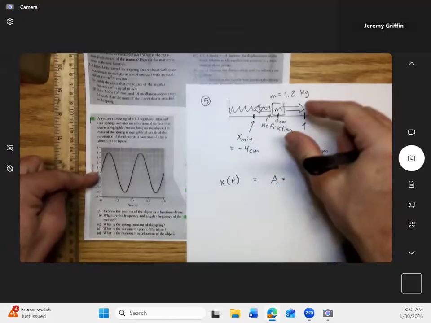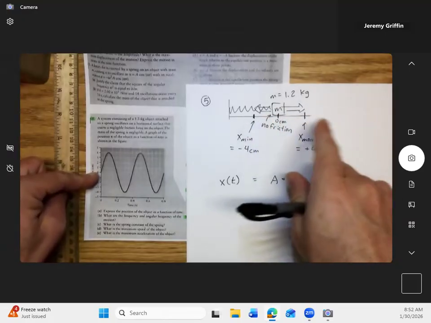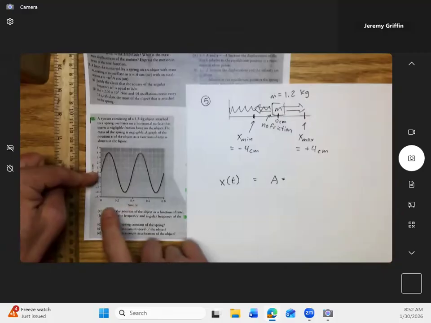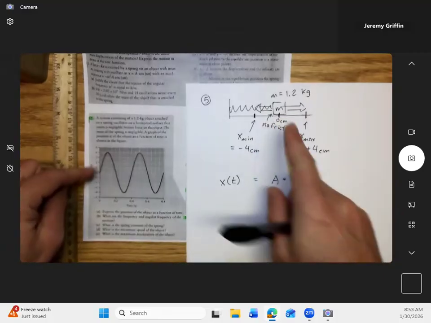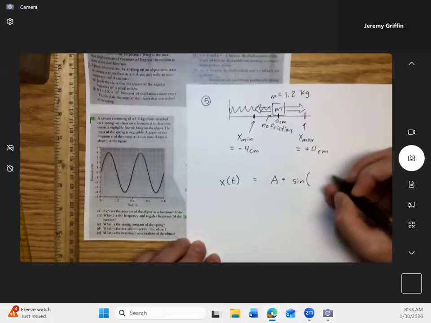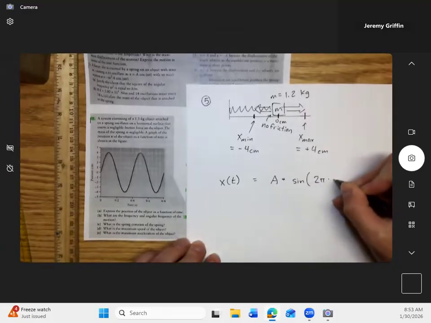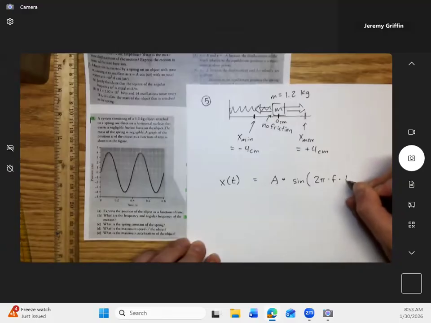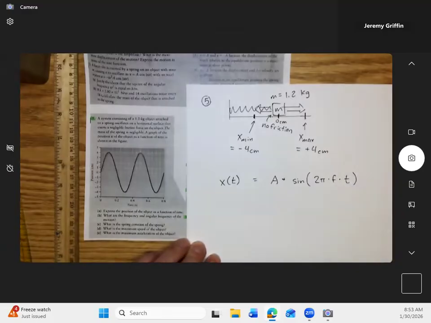Right. So maybe we already have it set in motion. It's already going, okay? And we happen to start tracking at time 0, where it happens to be going through the equilibrium. So for that reason, let's go ahead and use sine. Then we need 2 pi times the frequency, and then time is the independent variable.